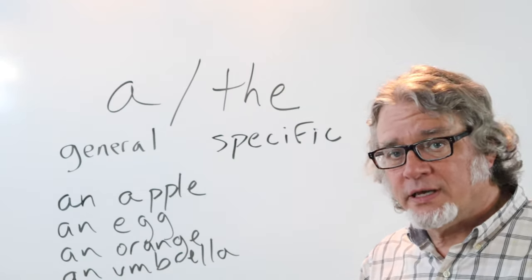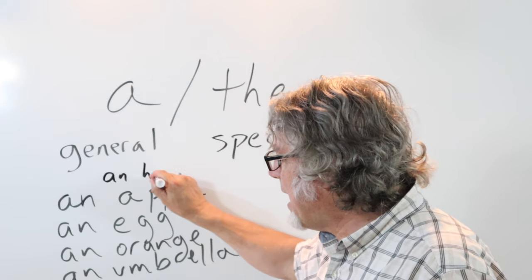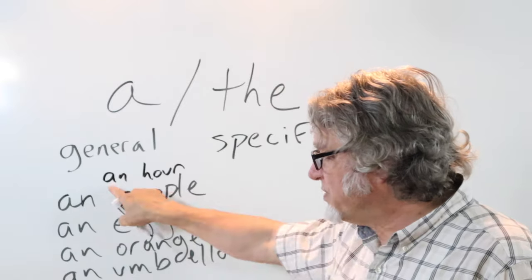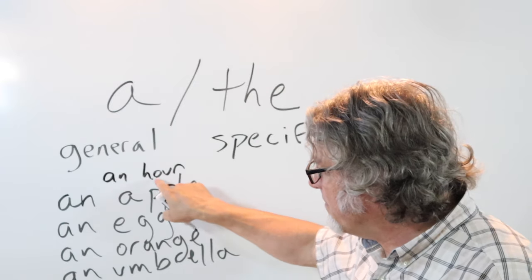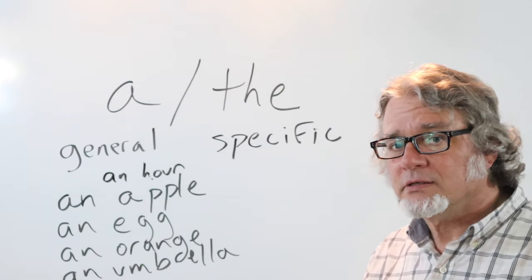And if a word begins with a vowel sound, but the word is spelled with a consonant, such as H, then use an. An hour would be an example of this. This has a vowel sound here, and the H is silent.